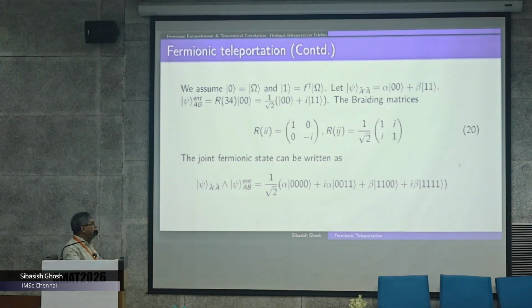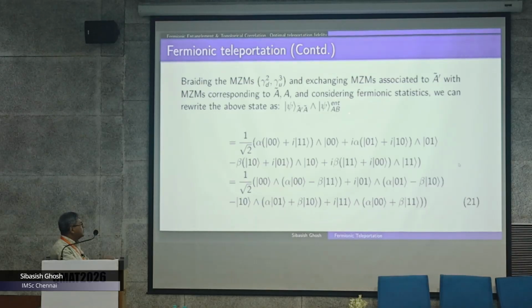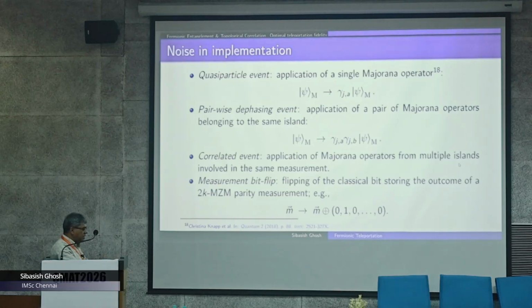So these are the braiding operators. As in the case of standard teleportation, you can start with this state and this shared state. This will be your initial state, and then if you apply the braiding operation, you can get the teleportation. I will not go into this.